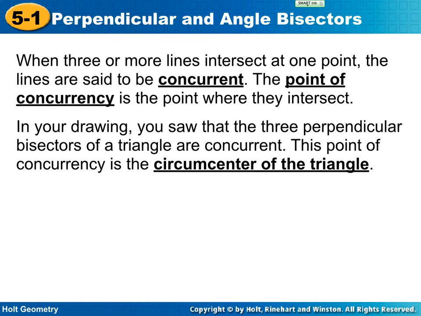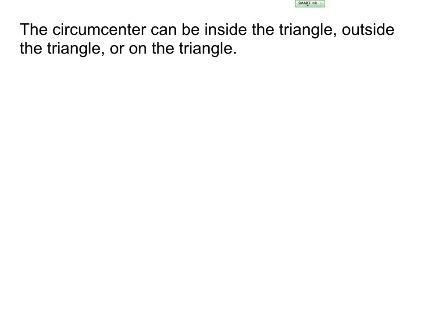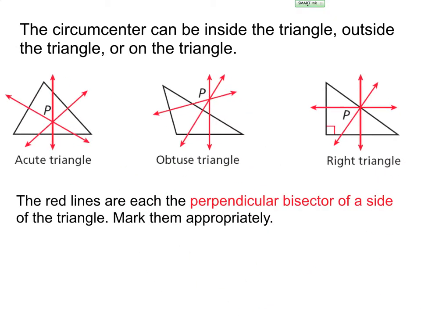Three perpendicular bisectors meet to create what's called the circumcenter. Circumcenter is where the 3 perpendicular bisectors meet. Circumcenters can be inside the triangle like I did, so mine kind of looked like this first one. This is a perpendicular bisector, this one's a perpendicular bisector, this one's a perpendicular bisector. They all met at point P, the point of concurrency, the circumcenter.